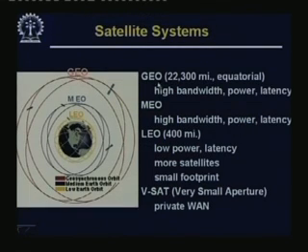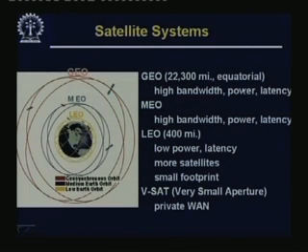So, GEO satellites go around the equator and have high bandwidth. It gives some high bandwidth, but it also requires high power. This is an important point, and long latency. These are the important issues.